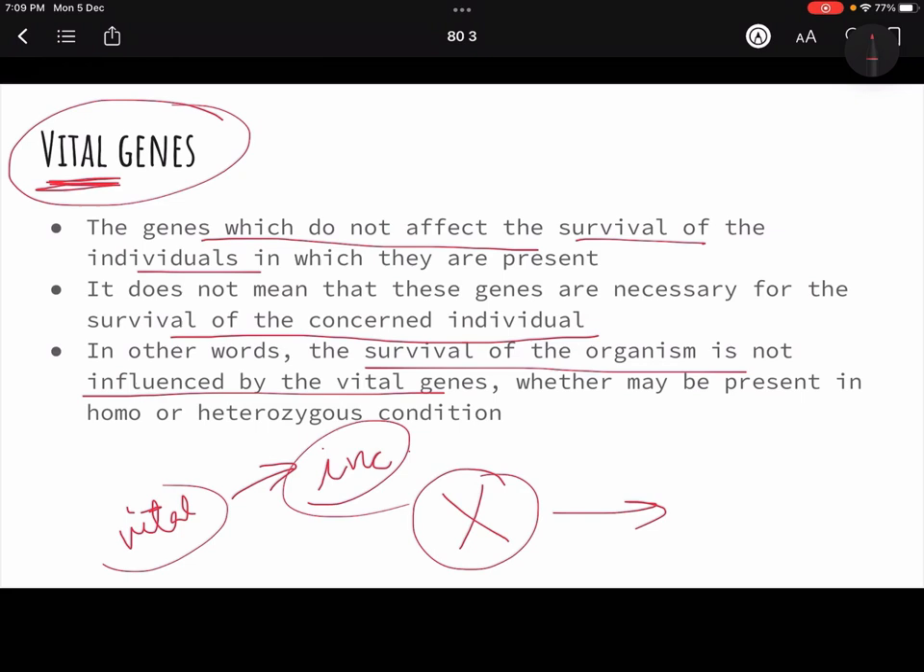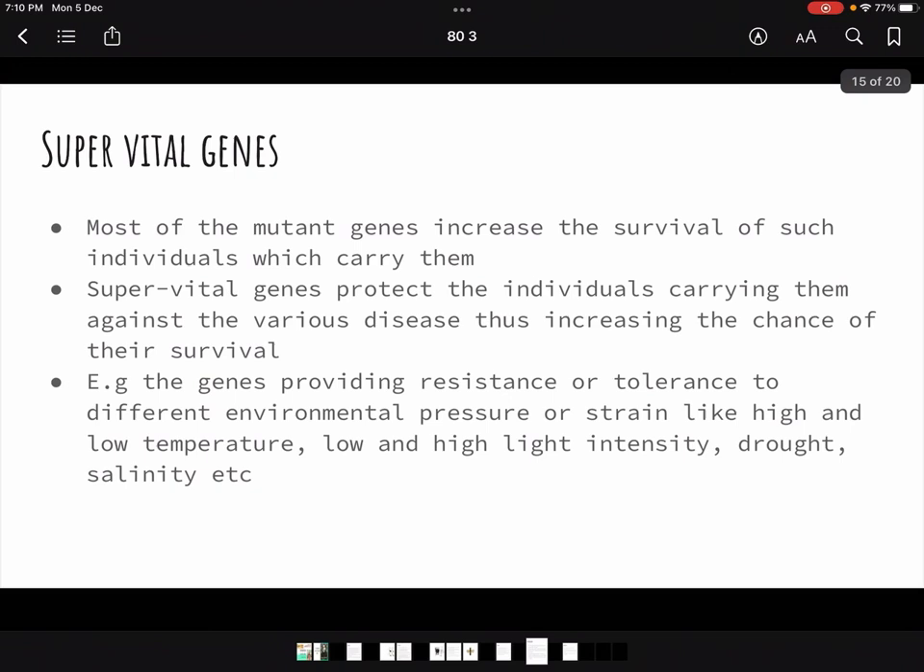Right? Survival of the fittest is possible. But it is not that it is going to affect me in any negative way. There is no negativity. That means if I have this gene or I don't have this gene, it does not make any difference in my life. But if I have it, it might have a positive effect on me. Right? So I hope you have understood what vital genes are.